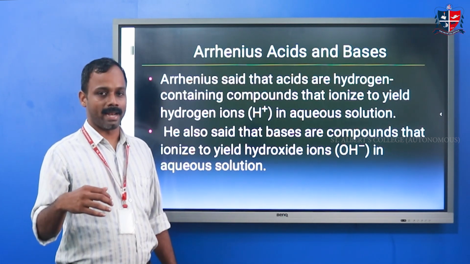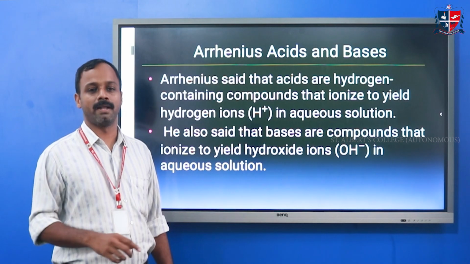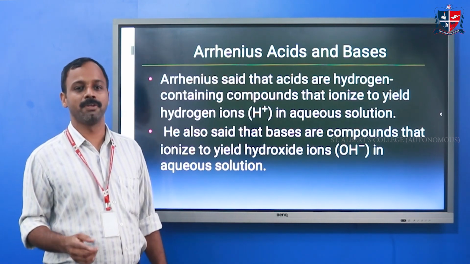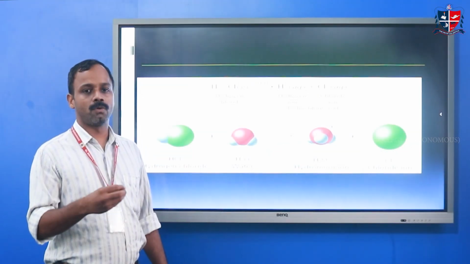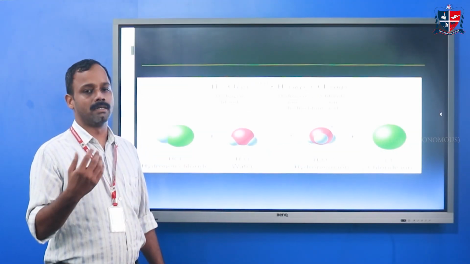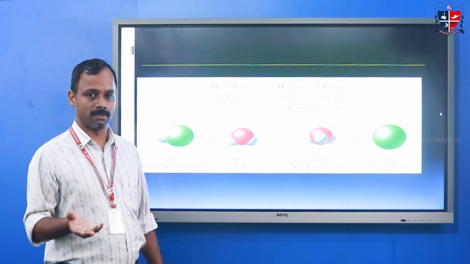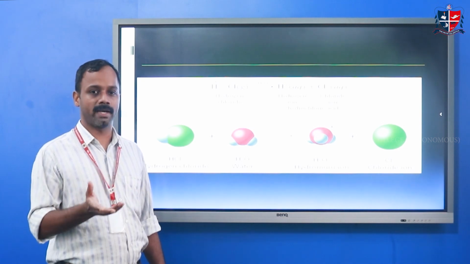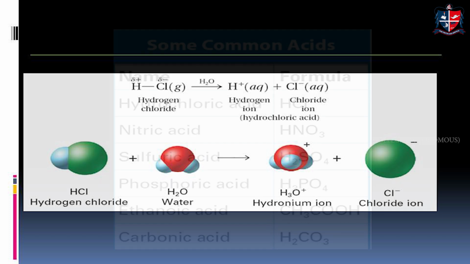So an acid is a substance which gives H plus ions in water, and a base is a substance which gives OH minus ion in water. For example, if we consider HCl, when dissolved in water, it dissociates into H plus ions and Cl minus ions. We know that this H plus ion is surrounded by water molecules and becomes a hydronium ion. So HCl when dissolved in water gives H plus ion. Therefore, HCl is an acid according to the Arrhenius concept.